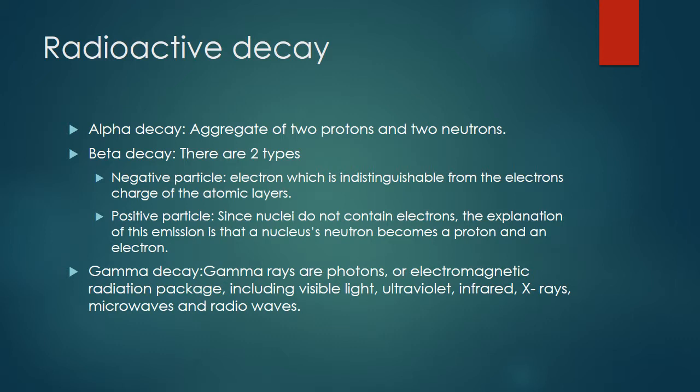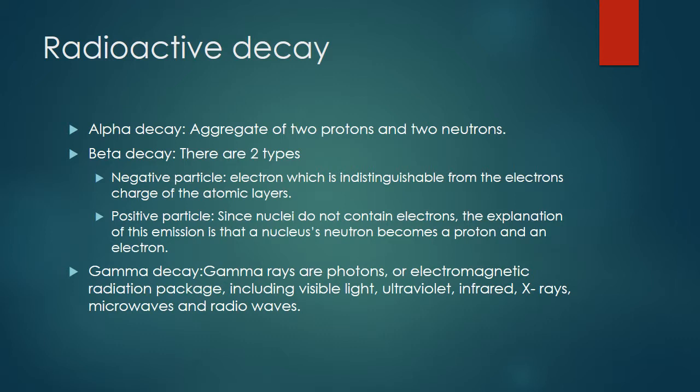Beta decay. There are 2 types of beta decay, the one of the negative particle and the one of the positive particle. The negative emitted beta particle is an electron with its corresponding charge and mass, which is indistinguishable from the electron's charge of the atomic layers. Since nuclei do not contain electrons, the explanation of this emission is that a nucleus neutron becomes a proton and an electron. The resulting proton stays inside the nucleus by virtue of the nuclear force, and then the electron escapes as a beta particle. The mass number of the resulting nucleus is the same as the original nucleus, but the atomic number is increased by 1, thus preserving charge.